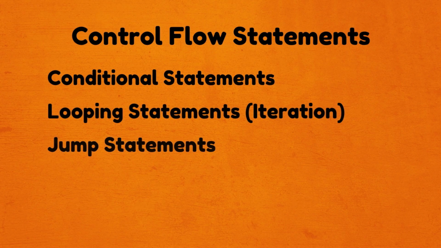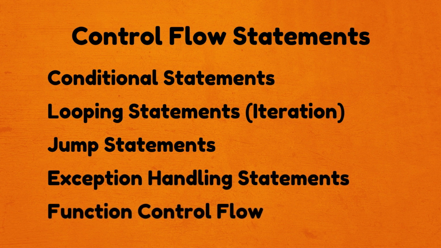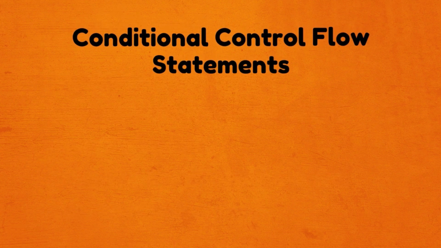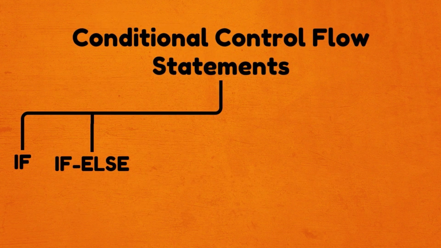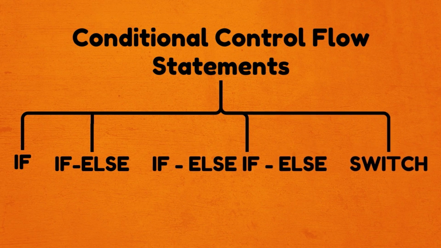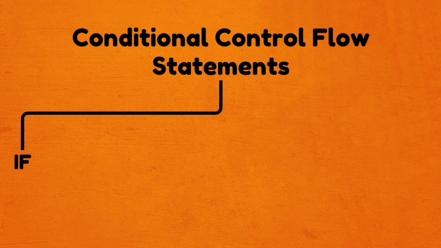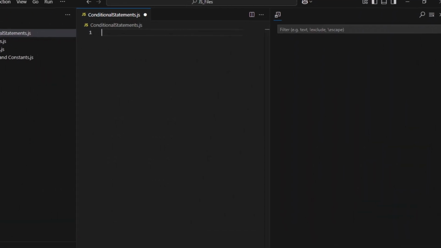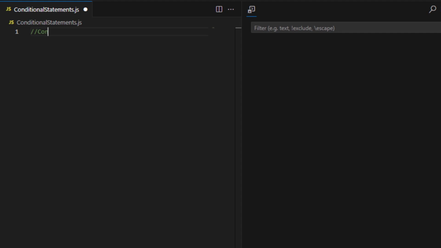Control flow can be of various types. Let's start with the first type, which is conditional control flow statements. This includes if-else, if-else-if, and switch statements. So first, let's learn about the if statement. The if statement checks whether a particular condition is true and executes the block of code inside it. If the condition is false, the code inside the block is skipped.